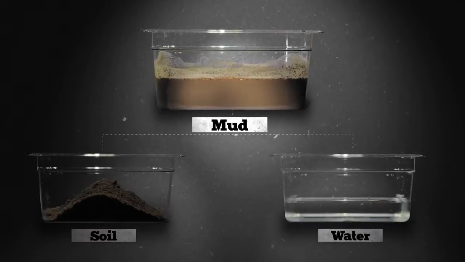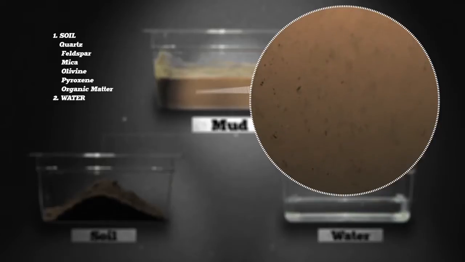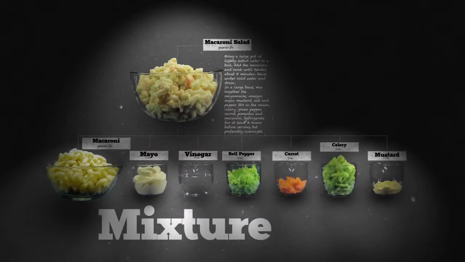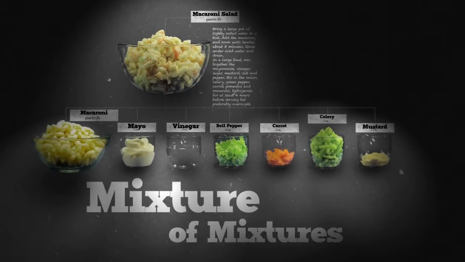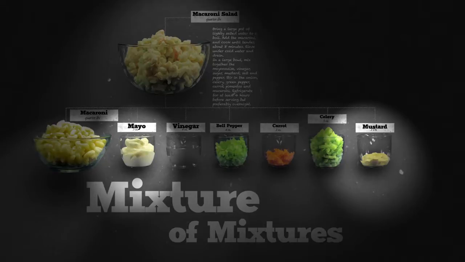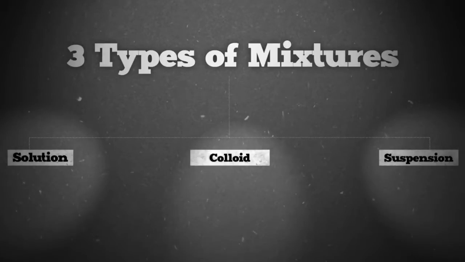The soil and water in mud haven't actually changed. They're still soil and water. You've just created a mixture of soil and water. Mud. It turns out that macaroni salad is actually a mixture of mixtures, because many of the ingredients, like mayo and mustard, are already mixtures themselves, which is nice for us because if we look closely, we'll see the three main types of mixtures that exist.